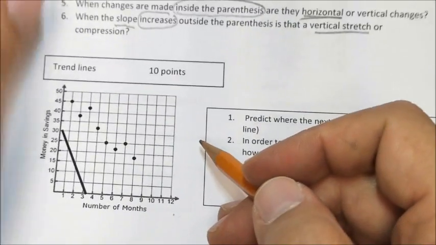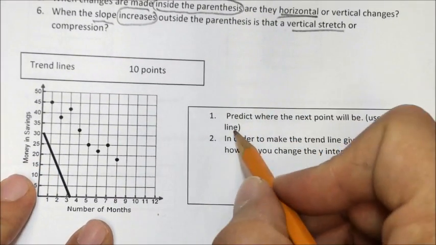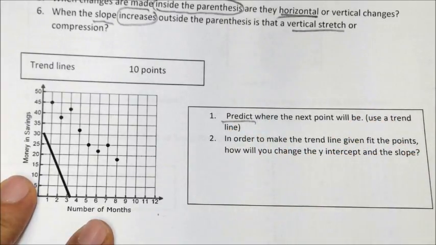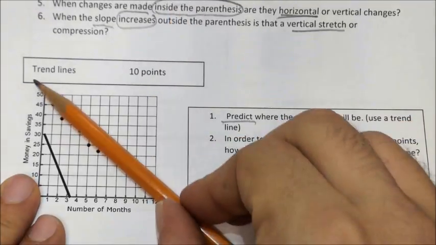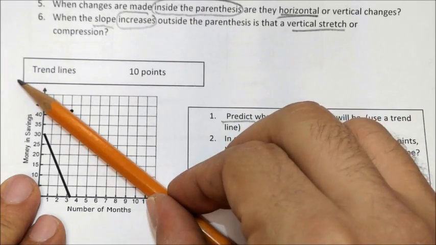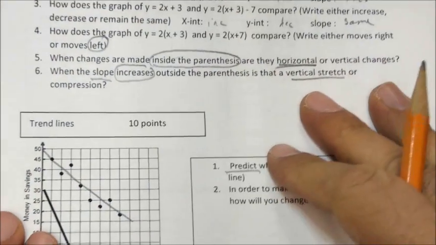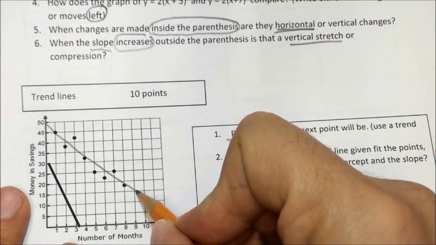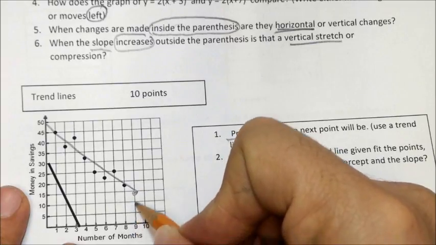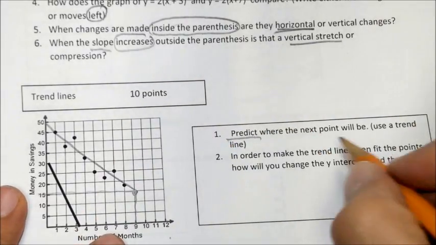Now we'll go to trend lines. First thing it says is predict where the next point is going to be. In order to predict where the next point is going to be, you're going to have to use a trend line. It's kind of like you took all these points together and you create a line right in the middle of them, just like that. That's the trend line. Wherever that trend line is pointing to, that's where the next point is going to be. In this case, it's going to be 9, 15.